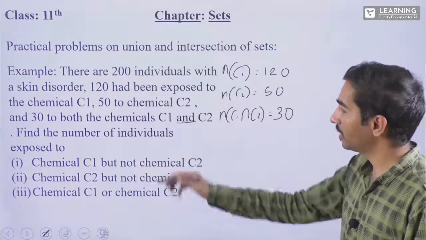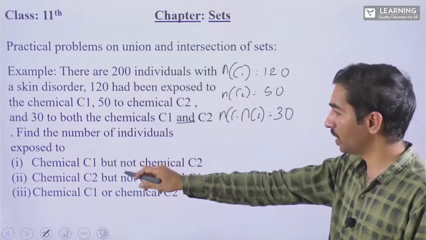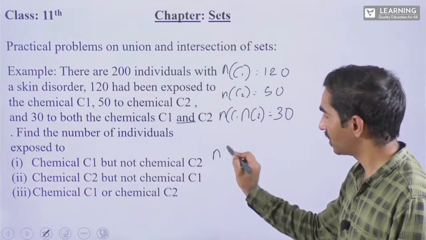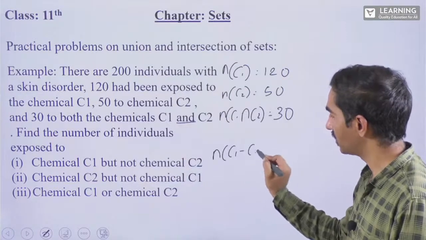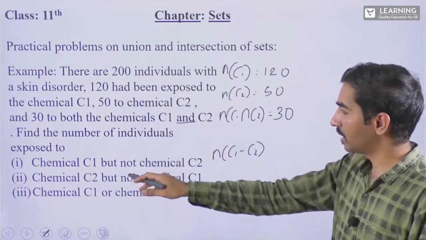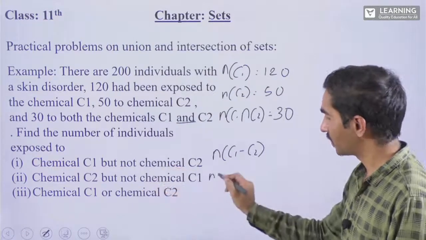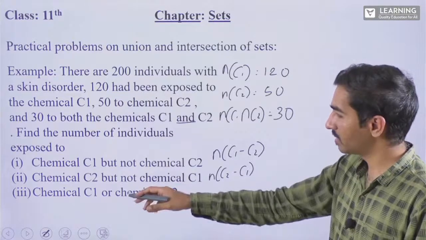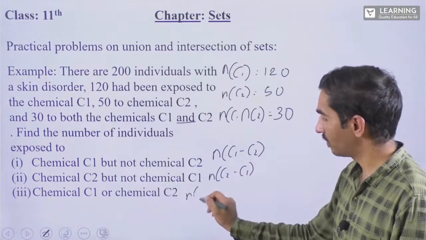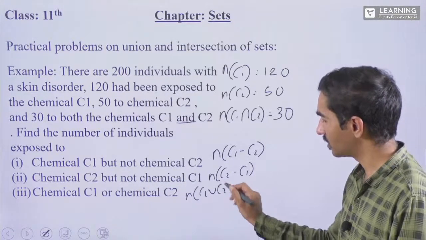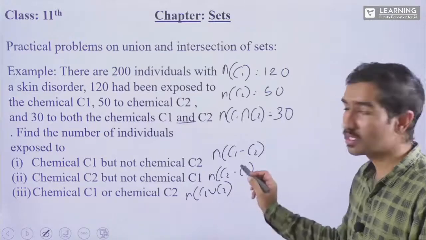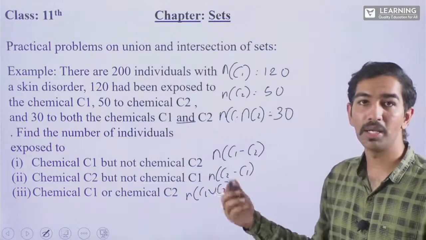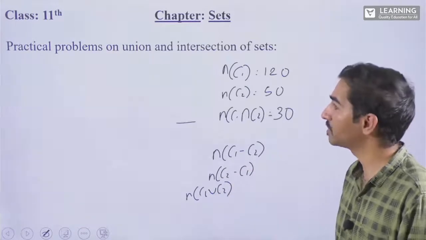So find the number of individuals exposed to chemical C1 but not C2. How do we write this? That is nothing but n of C1 minus C2. Chemical C2 but not C1, n of C2 minus C1, and C1 or C2, that is nothing but n of C1 union C2. Now students, this is what you have to find out. n of C1 minus C2 is very similar to n of A minus B. So what is n of A minus B, students?